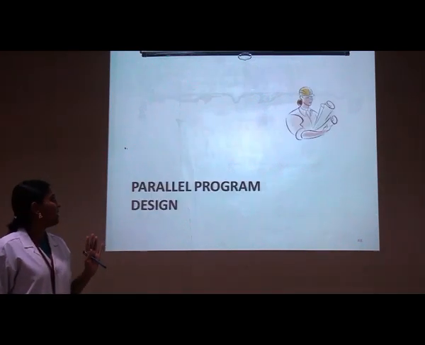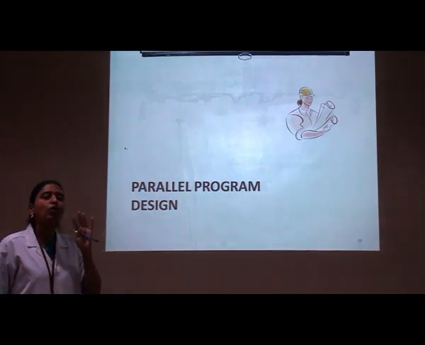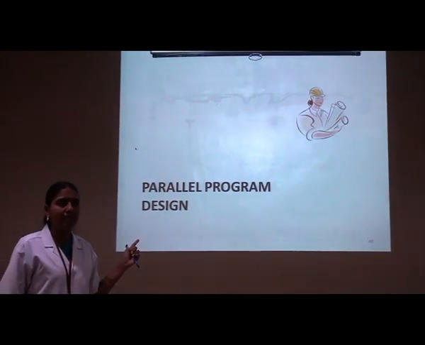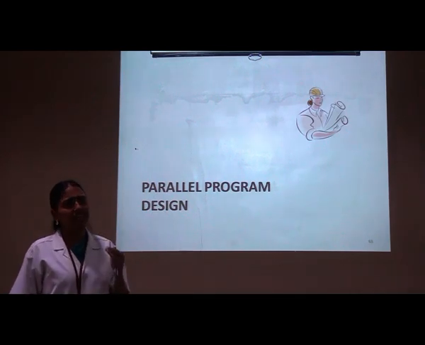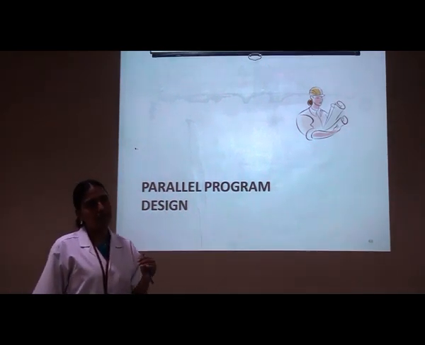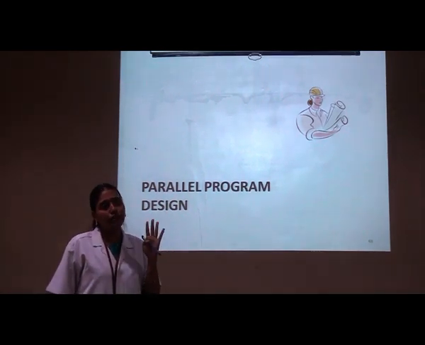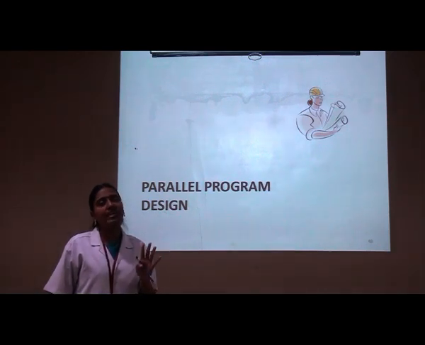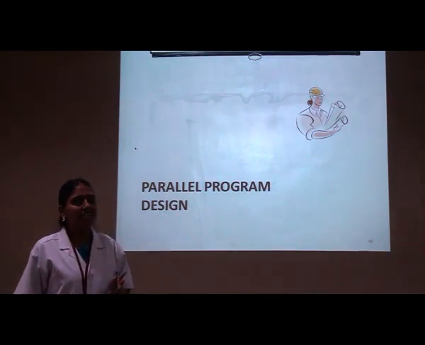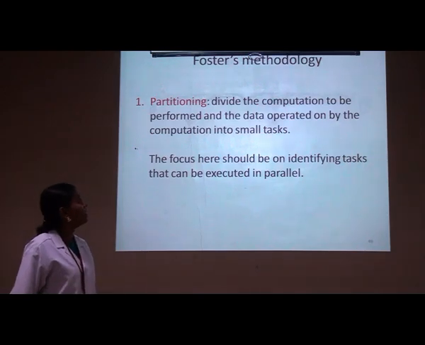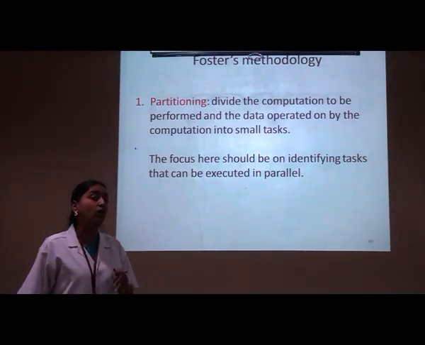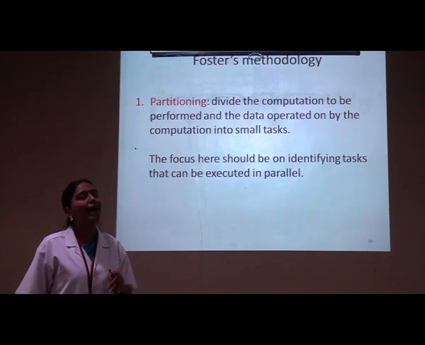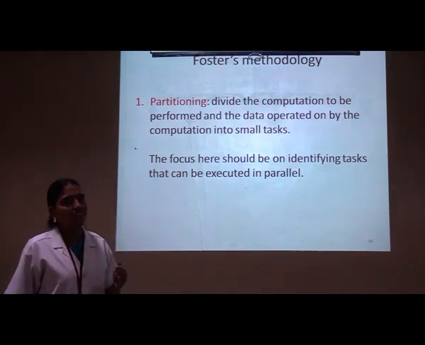Then as a last step, we have 4 steps in parallel program design. What are they? Whenever we are designing our parallel programs, in order to use a multi-core processor, we need to use 4 steps. What are they? As the first thing, here we are using a methodology called Foster's methodology for parallel program design. What are the steps?